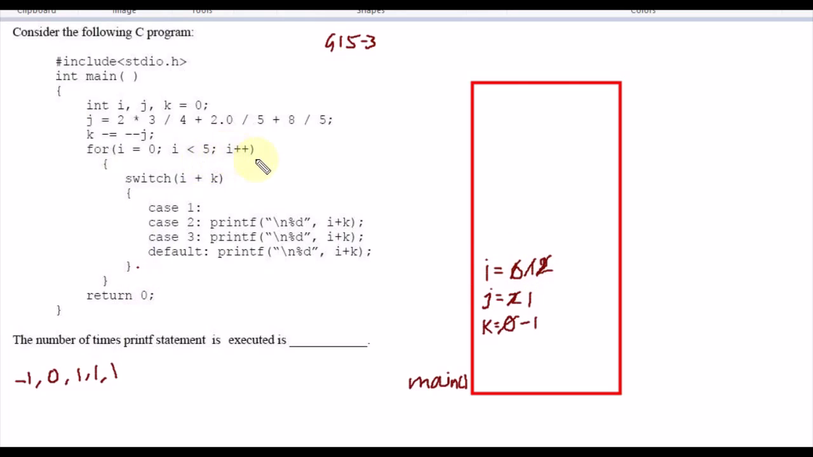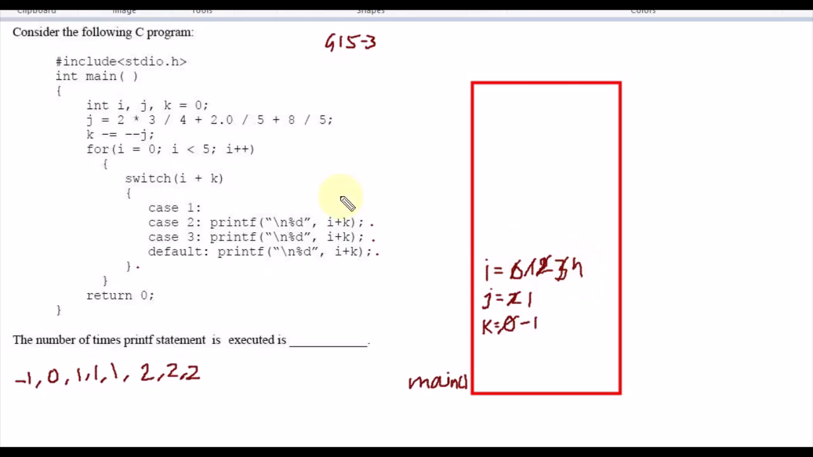Now i value will be increased to 3. This condition is true. Again we are going to execute our switch statement. So i plus k value is 2, so case 2 will be executed, and break statement is not there, and that's why all these statements will also be executed because we don't have break statements, and that's why 2 will be printed 3 times.